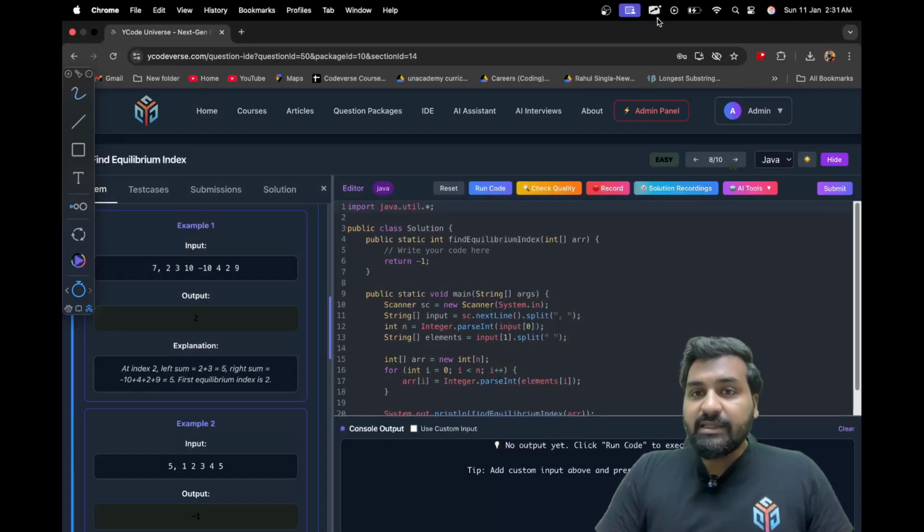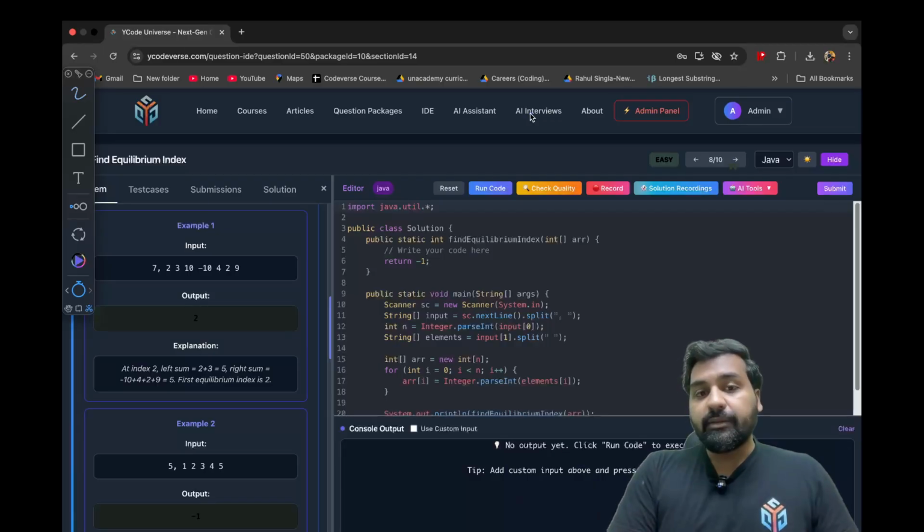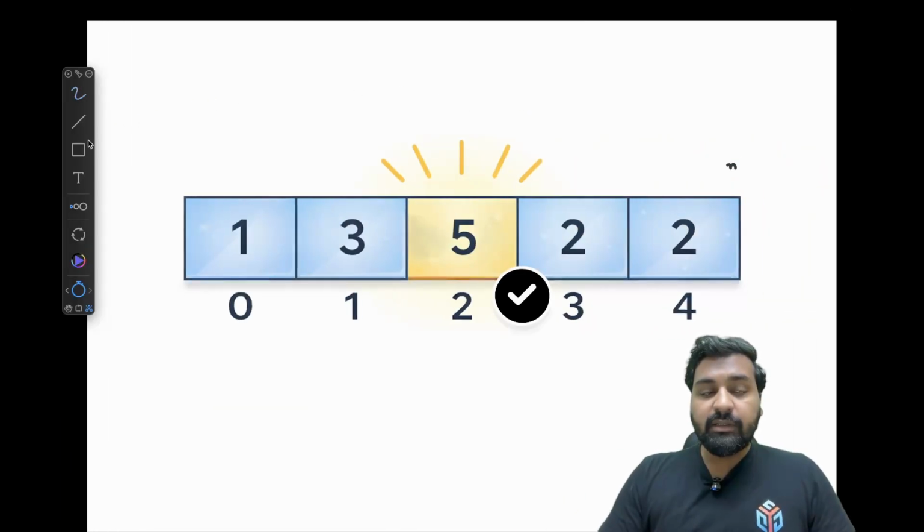Okay, so now let's see what approach we are going to take. That is very important, how we are going to solve the question. The first approach that comes to my mind is that I start from the first level.